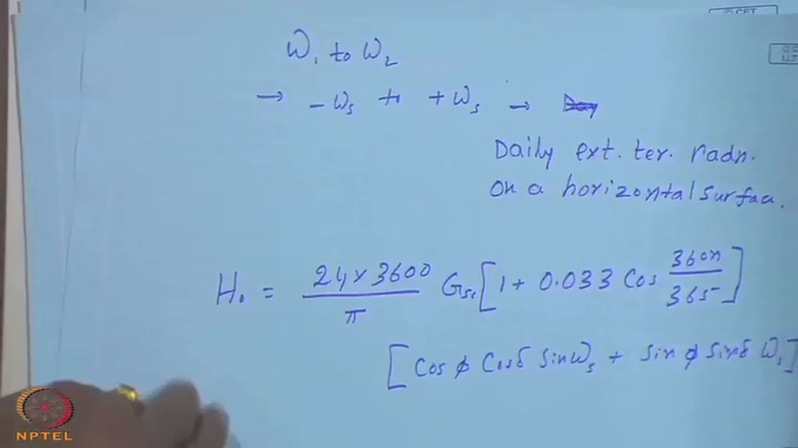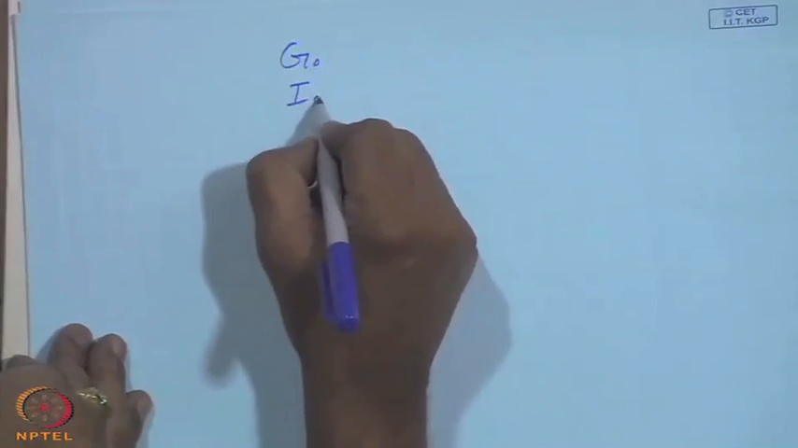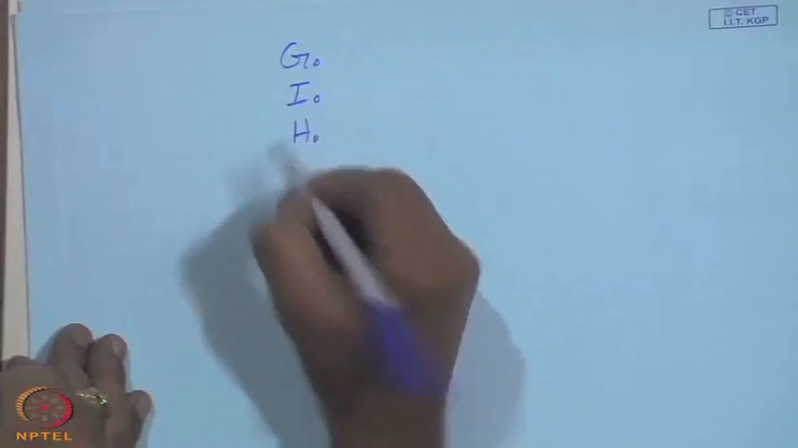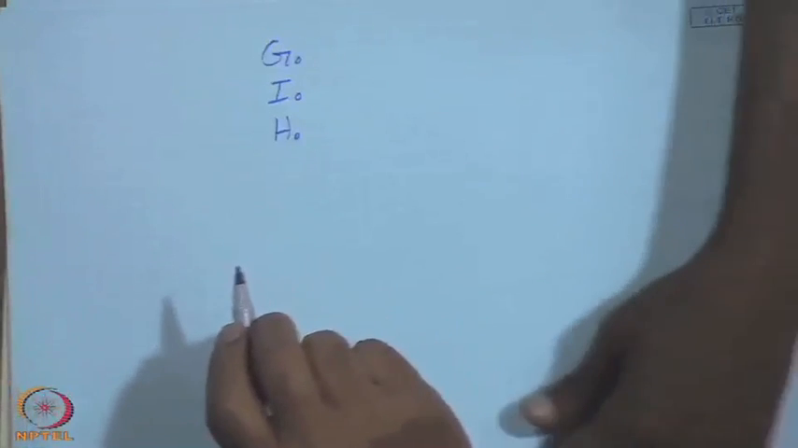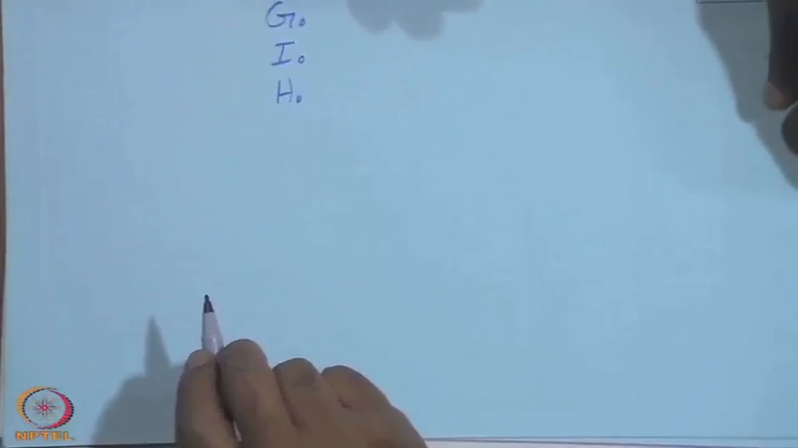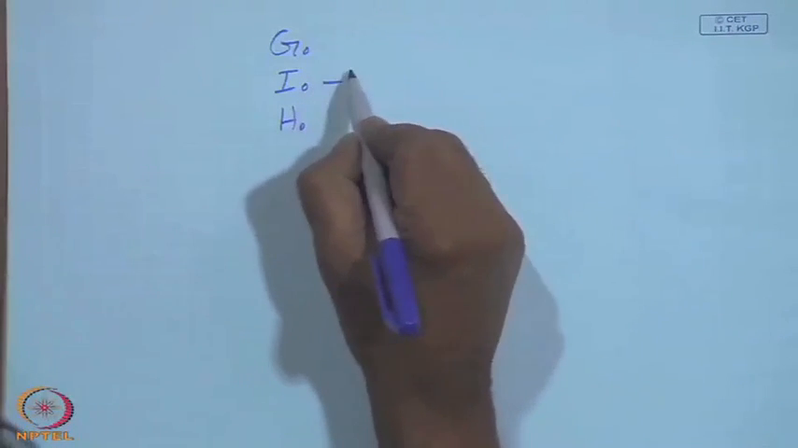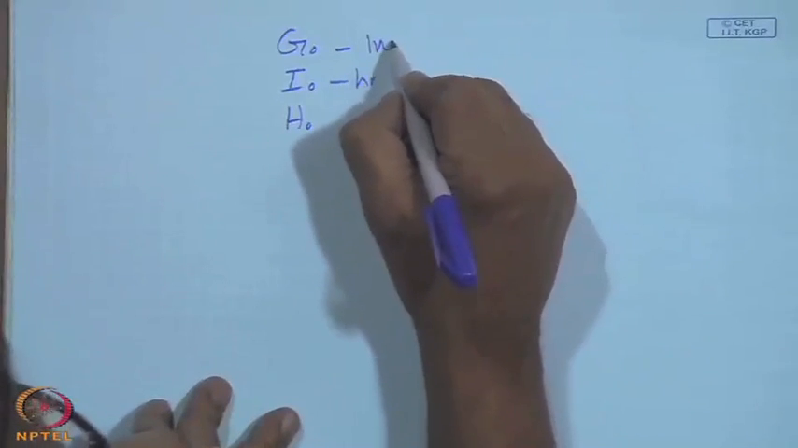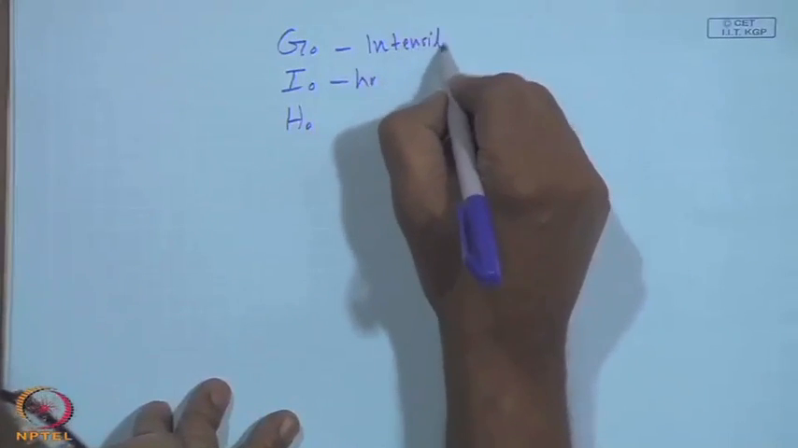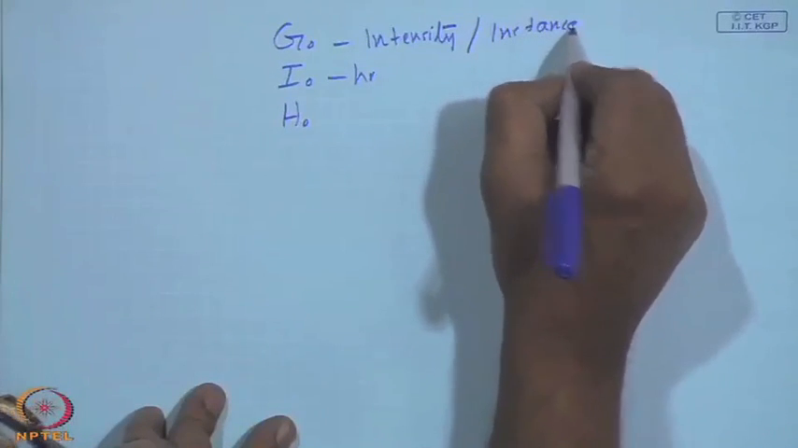Okay. So, now what can we do? We can calculate G_0 at any instant, I can calculate I_0 and I can calculate H_0 for any instant and for a given time interval t1 to t2, it can be an hour. Generally, this is used for an hour, this is the intensity or instance, this is the day.